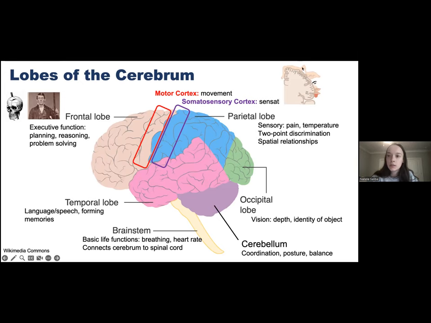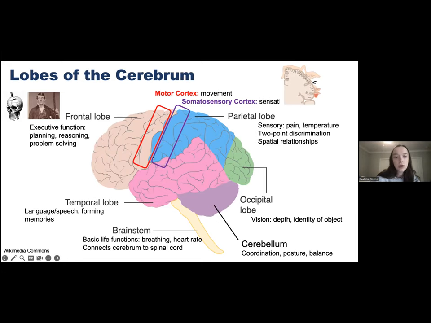And I included this little picture right here of what exactly happens. As you can see, say something gets injured right here on the outside, it's going to affect more of your face and your arms, whereas if something gets injured more towards the top of the brain, it's going to affect the somatosensory cortex, it'll affect like your legs.